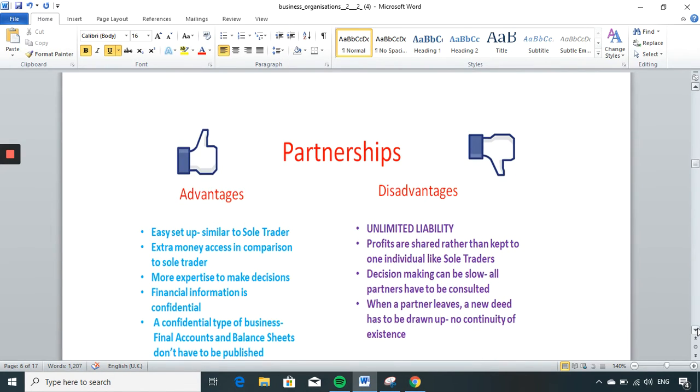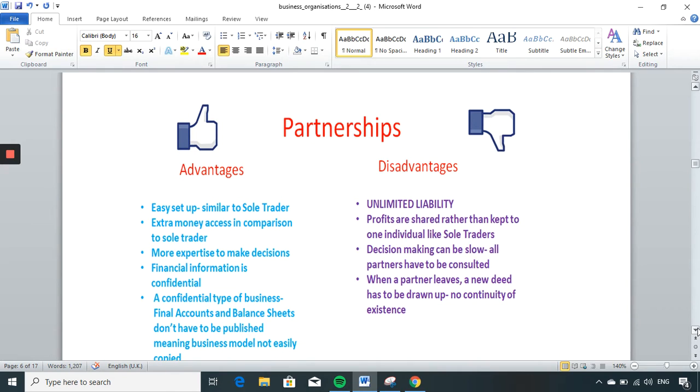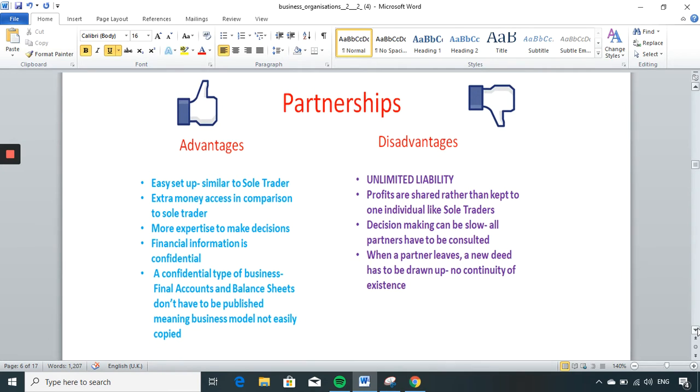Again, the advantages and disadvantages which are there: easy to set up. You can get extra money access in comparison to a sole trader because there's more than one person in it. More expertise, you can share the decision making, you keep the financial information confidential. Whereas disadvantages, unlimited liability again is the main one there. You have to share the profits, whereas a sole trader gets to keep them all.